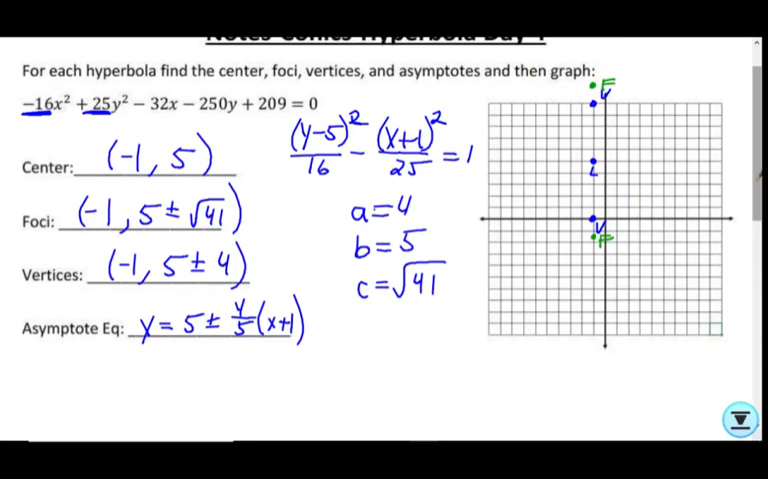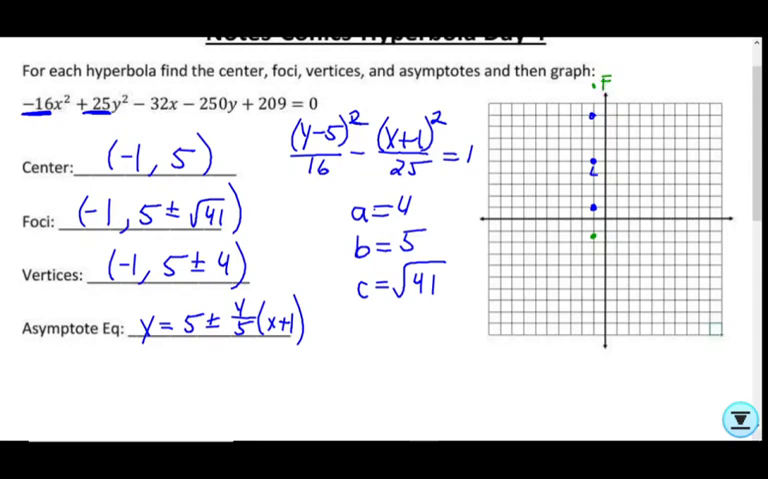Now we're going to use b to come up with our rectangle. So b is going to be 5. Oops, I messed up there. The vertex is only at 4. a is 4. So 1, 2, 3, 4. 1, 2, 3, 4. The vertices are in the same place as I marked, right there and right there.